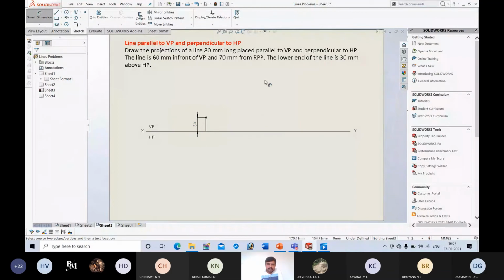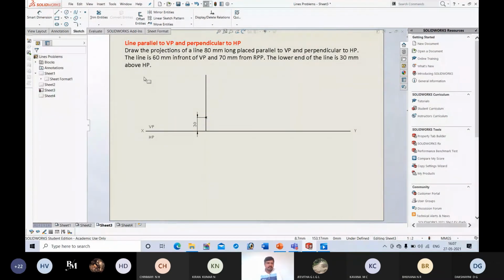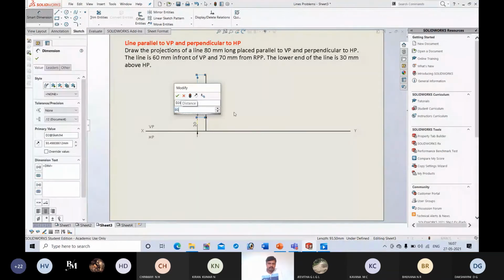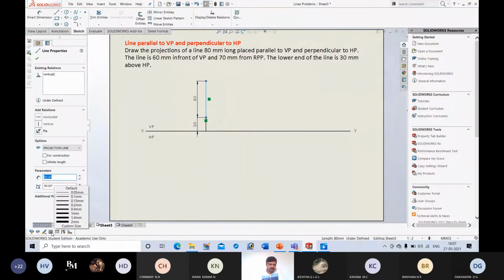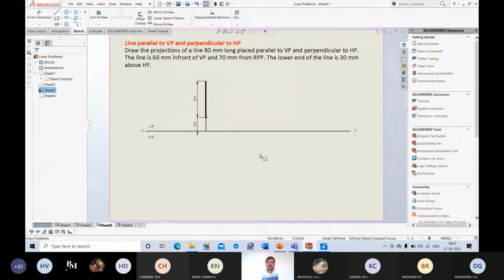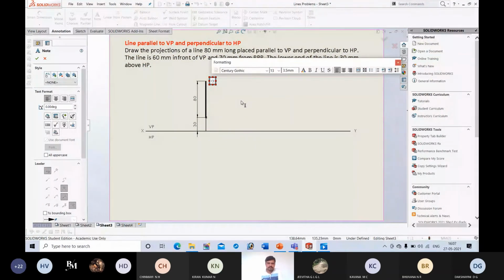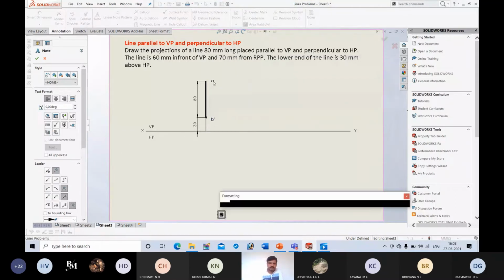Next, the length of the line is 80 mm, so I should draw a line whose length is 80 mm. This is the front view of the line. I will select this line and increase its thickness so that it becomes thick. Then I will name it. This is the front view, so A dash B dash.